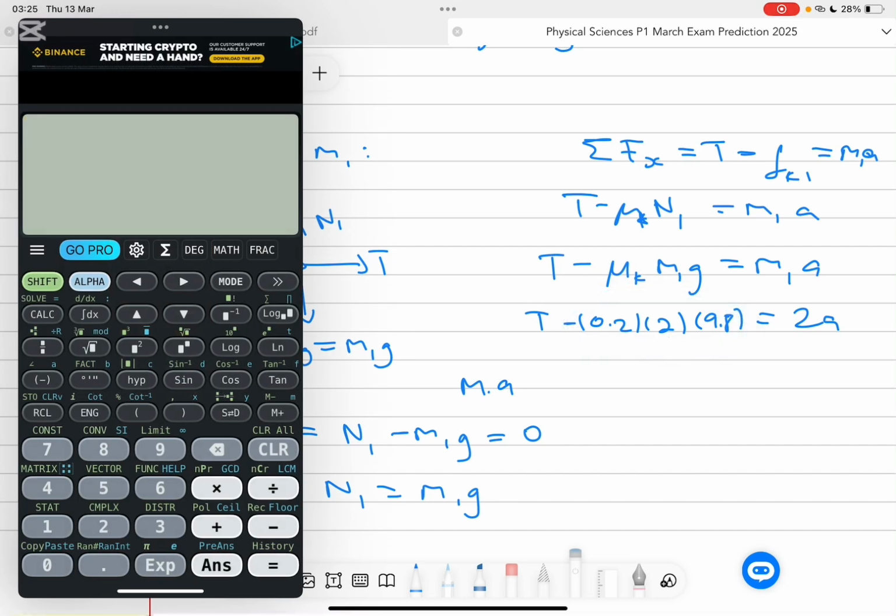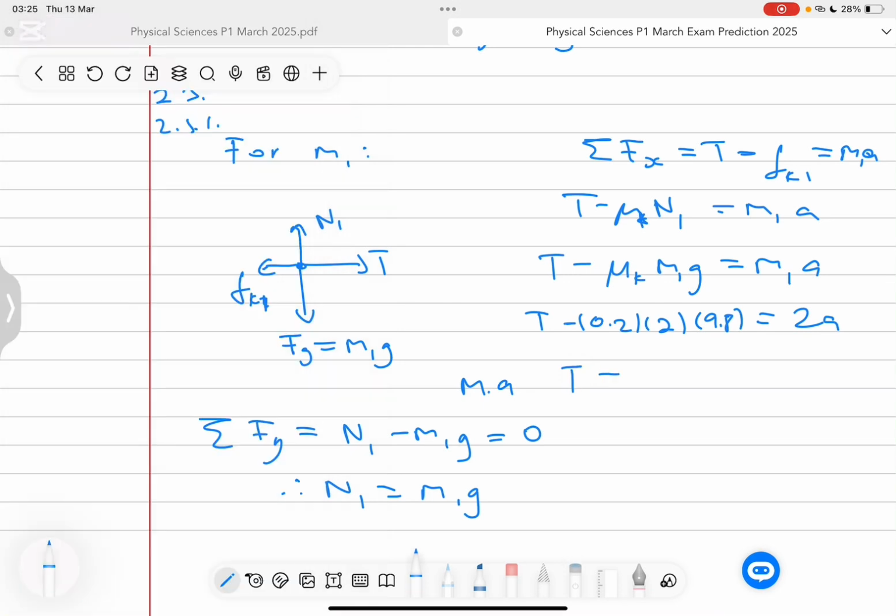Now, from here you can press your calculator to determine the value. So we are going to have 0.2 multiplied by 2 multiplied by 9.8, and this gives me T minus 3.92, and we're saying this is equal to 2A. Now you'll notice that I have two unknowns, right? That means I'm going to do simultaneous equations. I can call this equation 1.